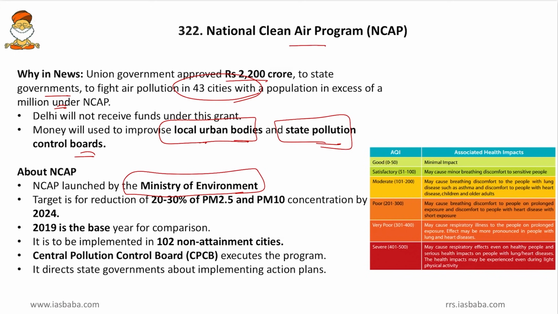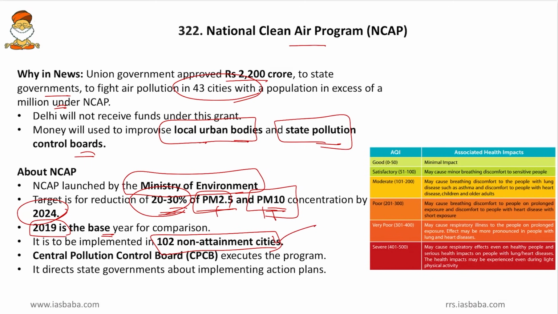Then however, the target for the reduction is 20 to 30% of particulate matter 2.5 and particulate matter 10 by 2024. So by 2024, we have to reduce these two particulate matters by 20 to 30%. And 2019 is the base year. So that is from 2019, we have to reduce these two particulates by 20 to 30%. And then it is to be implemented in 102 non-attainment districts.